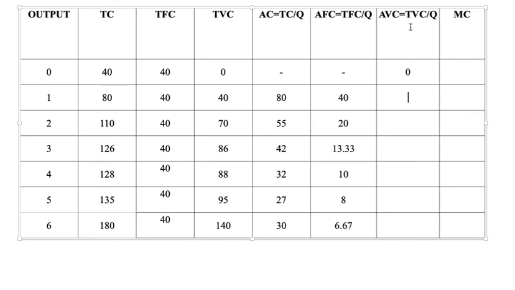Then we have the next one, total variable cost. Total variable cost is 40. 40 divided by 1 is how much? It is 40. Then again, total variable cost is 70. 70 divided by 2 is how much? It is 35.